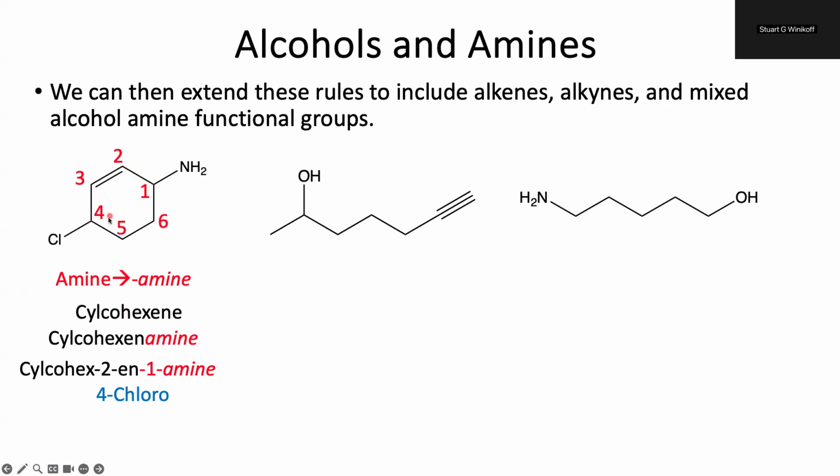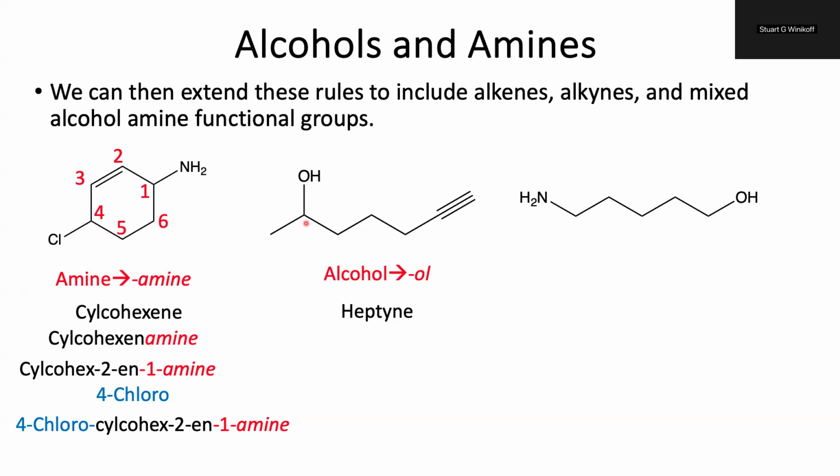The only major substituent on this guy is the 4-chloro. So again, adding that in. This gives me my whole name of 4-chlorocyclohex-2-en-1-amine. Now again, dealing with a nice straight chain alkyne, my main chain is going to include that alcohol. So I have an alcohol on a heptyne molecule. So again, 7 carbons.